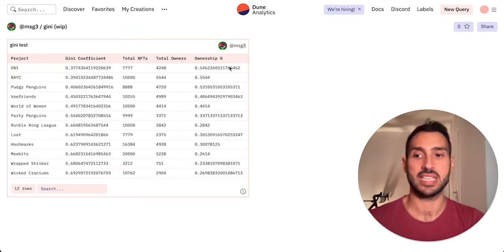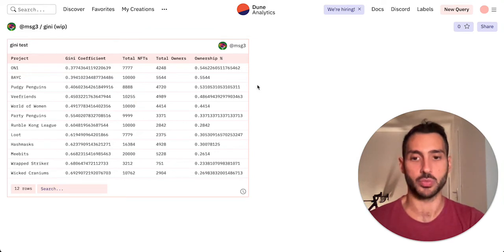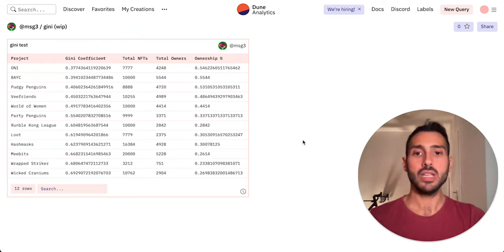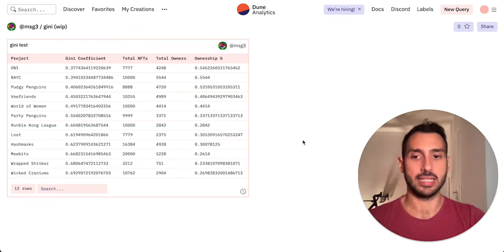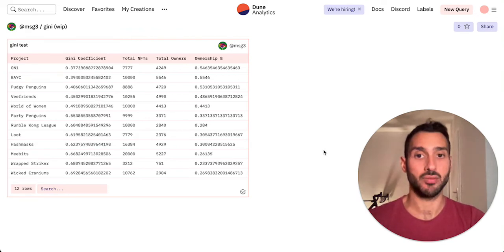But as we can see here, and by the way, big shout out to MSG3 for this dashboard, some of the top projects have pretty good ownership distributions. And this is important because the more distributed a project is, the better it is, as people don't have that much influence on dumping the prices.